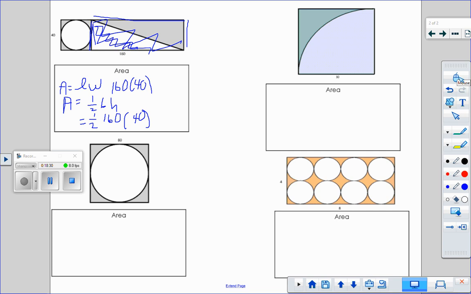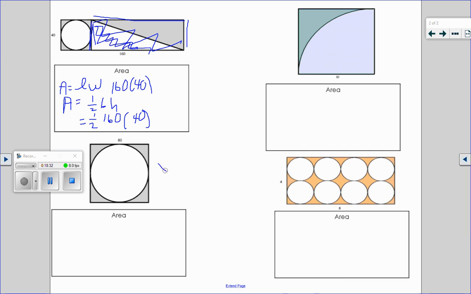The next one is going to be, we're actually going to skip this one because that's pretty much the same as what we did up above. So the next one I want to focus on is this one. So go ahead and pause your video and go ahead and try to solve that question.